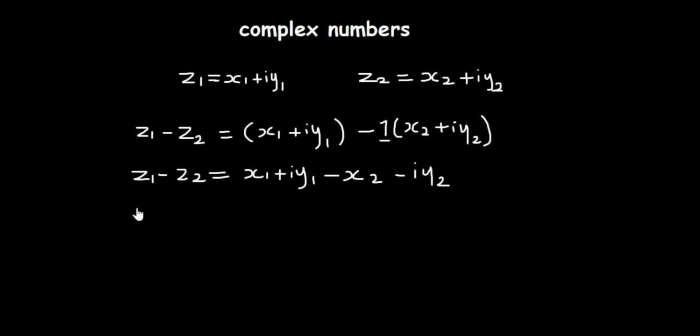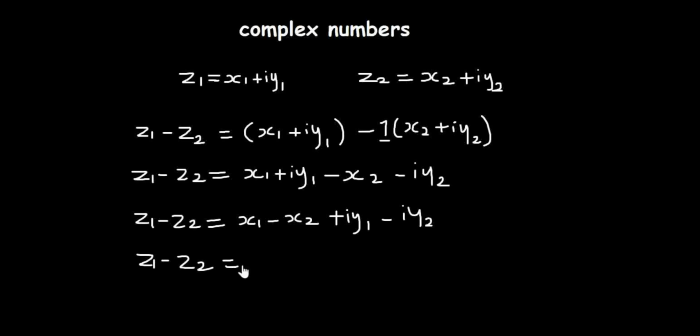So from here, that is z1 minus z2 to be equal to. We are going to group like terms here. So that is x1 minus x2, plus iy1 minus iy2. This is what you have now. From here, you can do the subtraction. So this will give me z1 minus z2 to be equal to x1 minus x2, plus we factor out the i since it is common to them. So that is i times y1 minus y2. So this is how to perform subtraction of complex numbers.